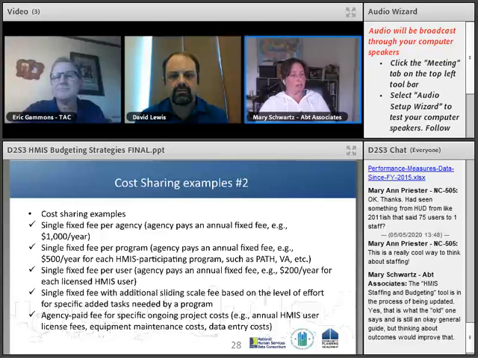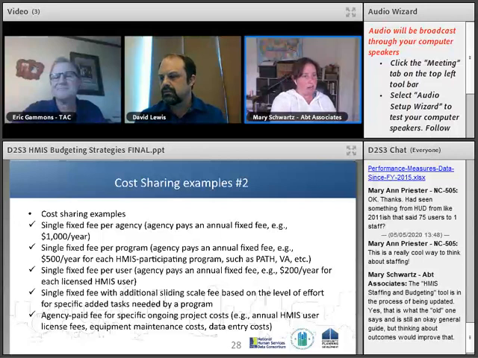Okay, more cost sharing examples. So single fixed fee per agency. For example, you can... I feel like this should have a different title. This is more like fee structure. Just a second, I'm going back. Yeah, fee structure.